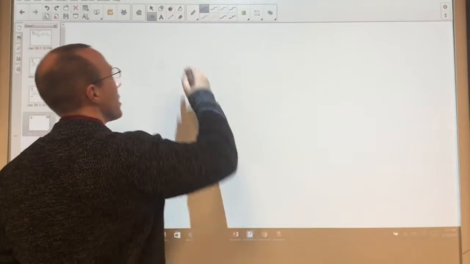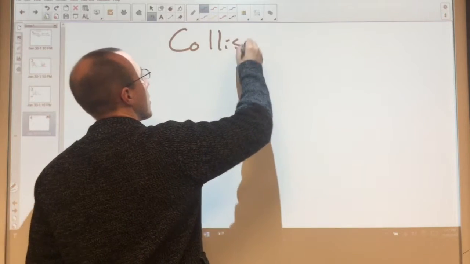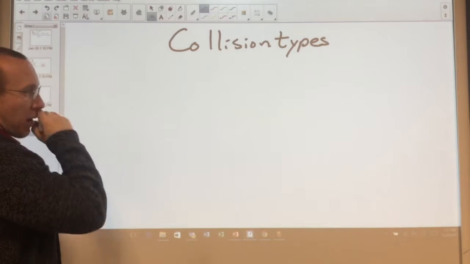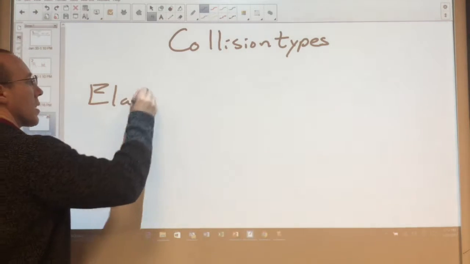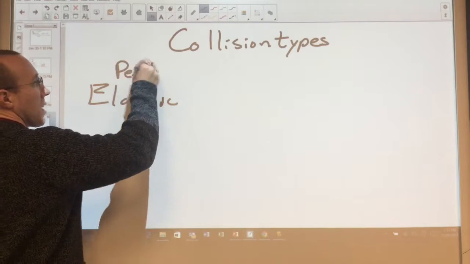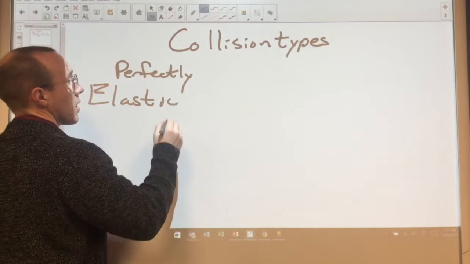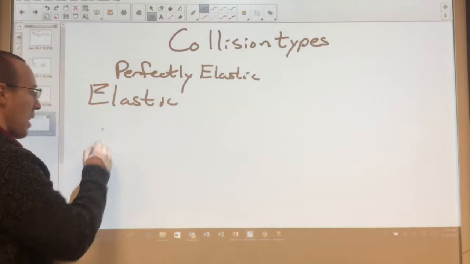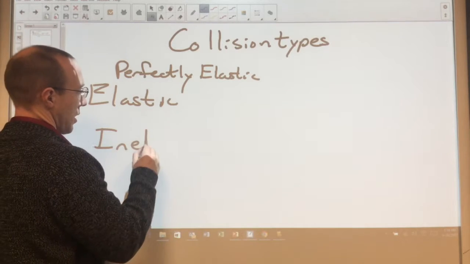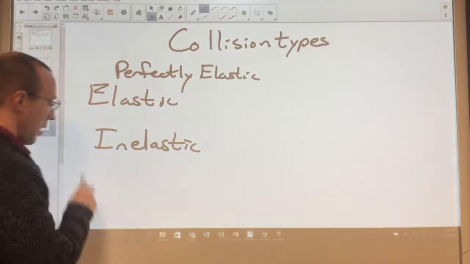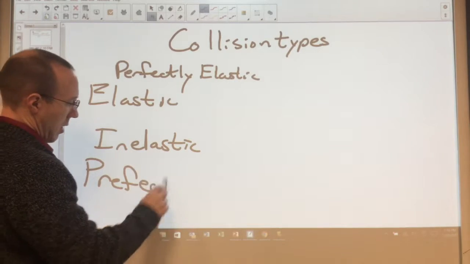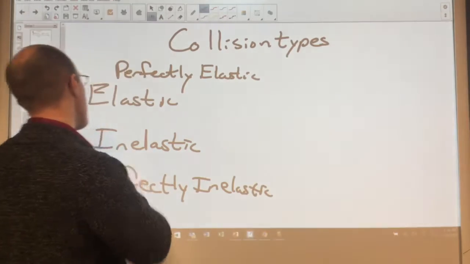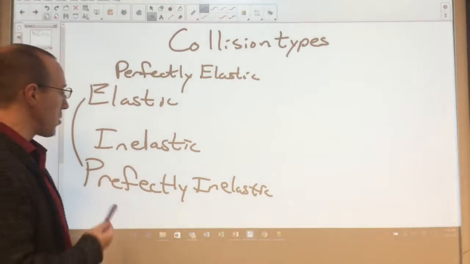So let's go to collision types. I mentioned that we have elastic. On top of that, we can call it perfectly. Right? Perfectly elastic. We have elastic. We have inelastic. And then we have perfectly inelastic. If you remember in class, I said most collisions fall between those two.